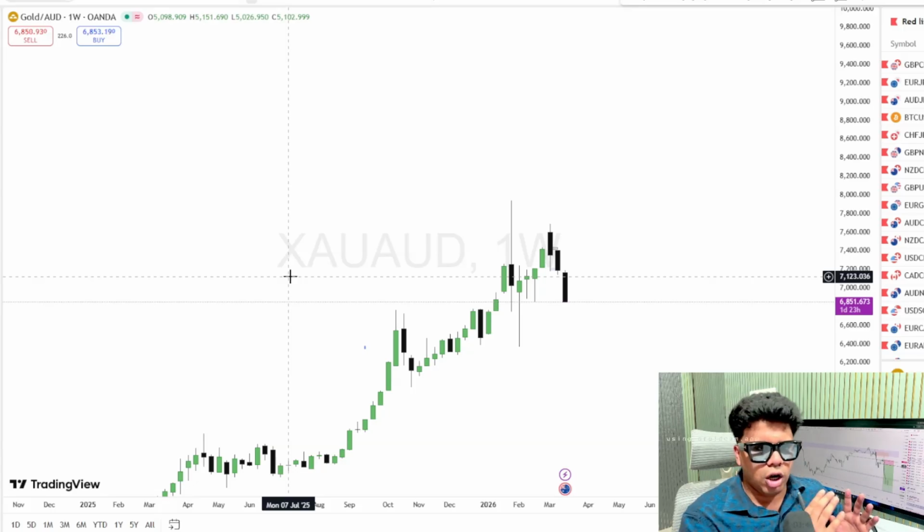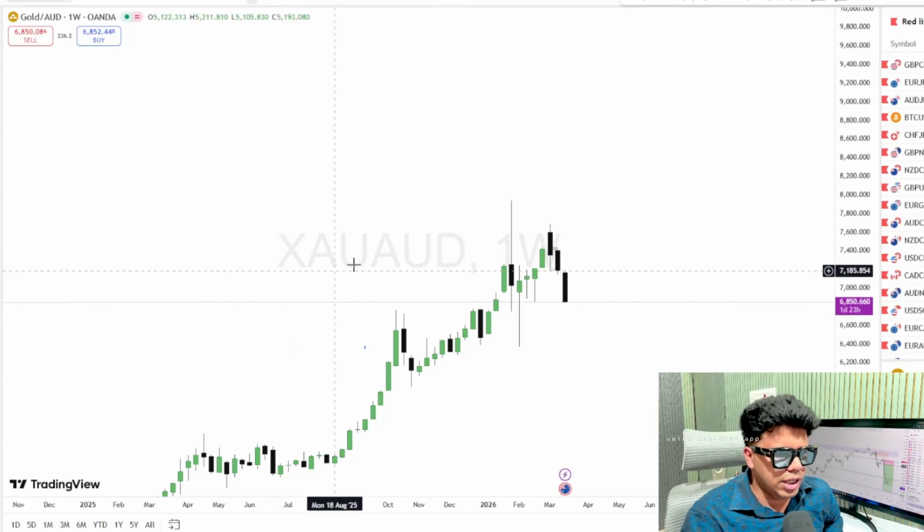Australian dollars means the Australian country's currency. That's the Australian dollar, and that's what we pair with gold, because it correlates with the gold. That's XAU AUD. Don't worry if it feels very confusing, like rocket science, if you are a beginner trader. You can easily understand all of this in the coming classes. It's nothing but names.